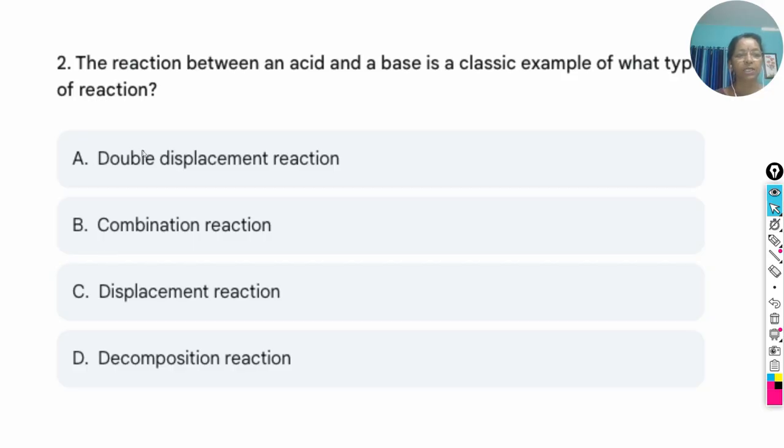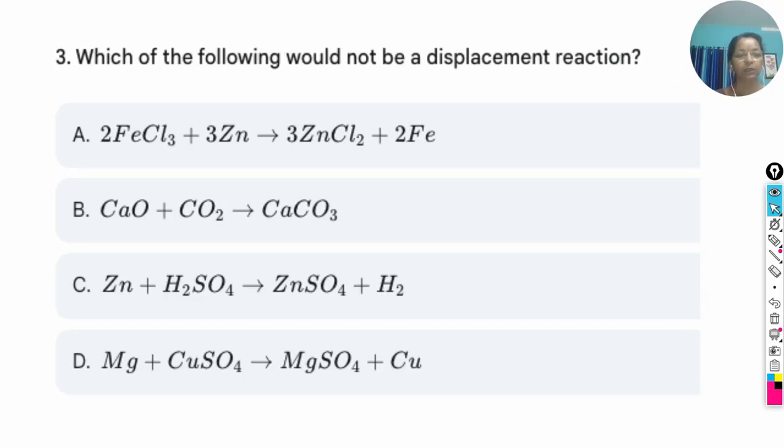Another question is the reaction between an acid and a base is an example of what? It is double displacement reaction. Neutralization is actually a double displacement reaction. Then here, which of the following would not be a displacement reaction? This is a displacement reaction. This is not. This is a combination. So all others are displacement only. Option B is not a displacement reaction.